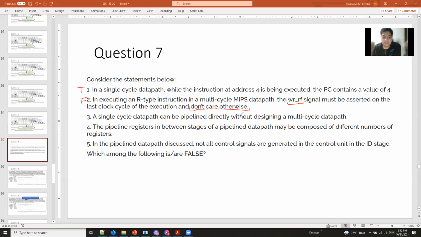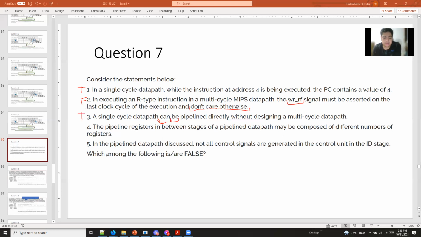A single cycle data path can be pipelined directly without designing a multi-cycle data path. Ang keyword dito is can. Of course, para makagawa ng pipeline, maganda if meron tayong multi-cycle na data path kasi halos pareho na lang yung control signals natin pag transition natin. Although, hindi naman talaga siya necessary. Pwede naman from the single cycle data path natin, pwede tayong pumunta directly dun sa pipeline. Since can lang naman yung tanong, hindi naman suggestion, this is true.